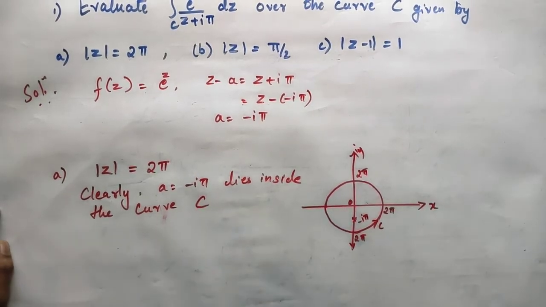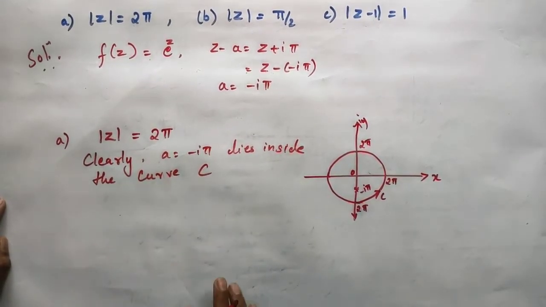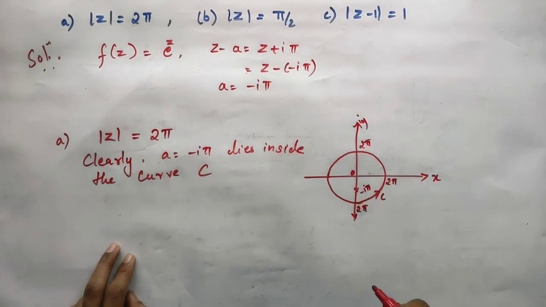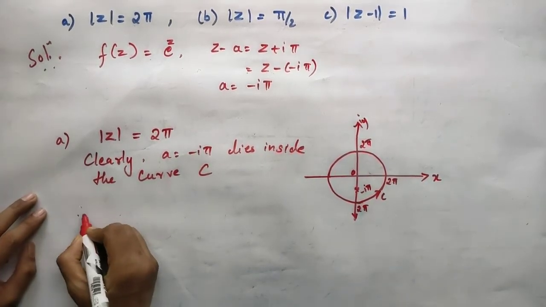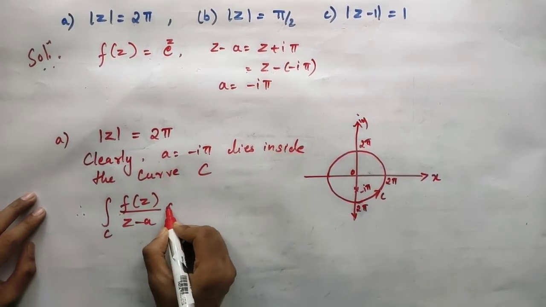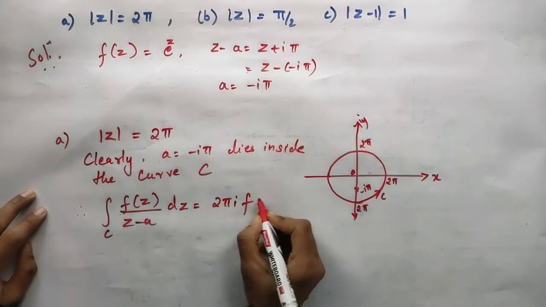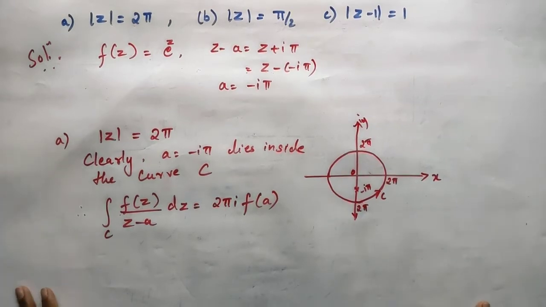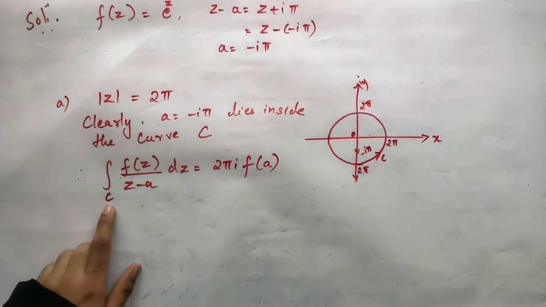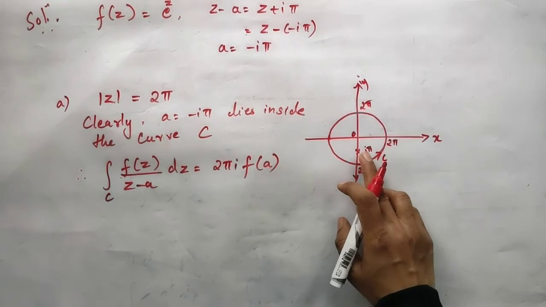C. So since it is lying inside the curve C, just now I had given a note, you have to apply Cauchy's integral formula and solve for its solution. Therefore, the integration over the curve C of f of z divided by z minus a dz, by Cauchy's integral formula, is 2 pi I into f of a, provided this A sits inside the curve C. We have A is equal to minus I pi, and it is also sitting inside the curve C.